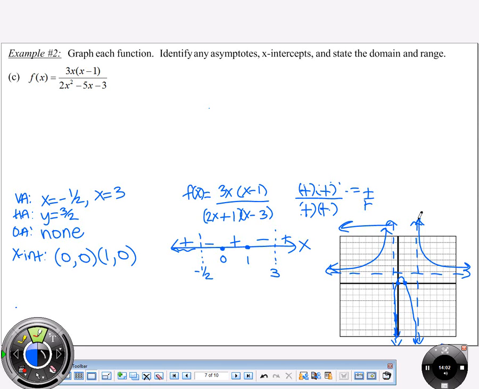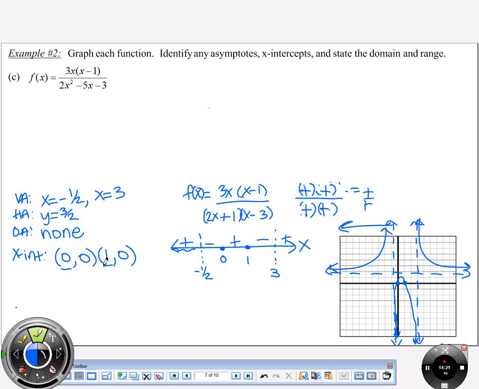So we set each of the numerator factors equal to 0. When we set this equal to 0 and solve it, we got x is 0. And we set this equal to 0, we got x is 1. But x-intercepts are on the x-axis. So these are the numbers we got from solving the factors. These are always going to be zeros because that's the only way to get them on the x-axis.